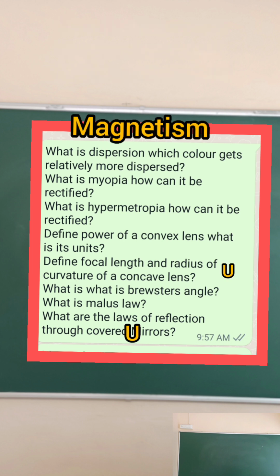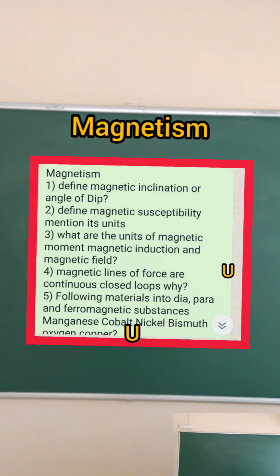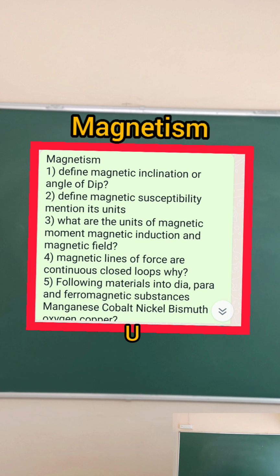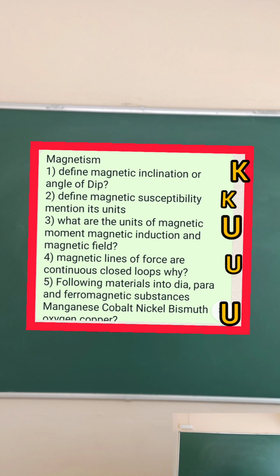In the magnetism chapter, these are the following important questions which can be asked under various sections: knowledge, understanding, application, skill. Define magnetic inclination or angle of dip. Define magnetic susceptibility and write its units. What are the units of magnetic moment, magnetic induction, and magnetic field? Why do magnetic lines of force not intersect? Classify the following substances into dia, para, and ferromagnetic substances.